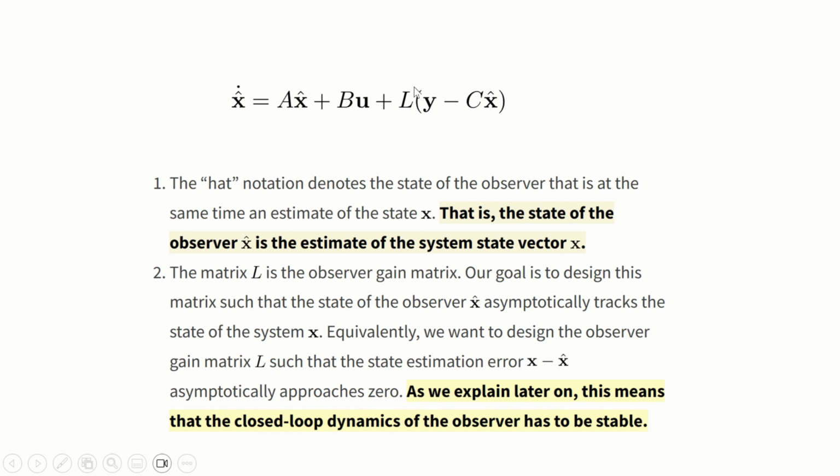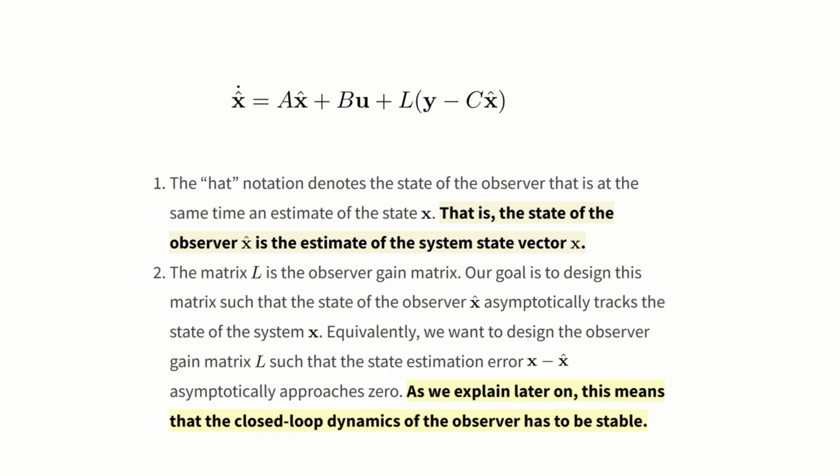The matrix L is the observer gain matrix. Our goal is to design this matrix such that the state of the observer, or better to say x hat, asymptotically tracks the state of the system x.